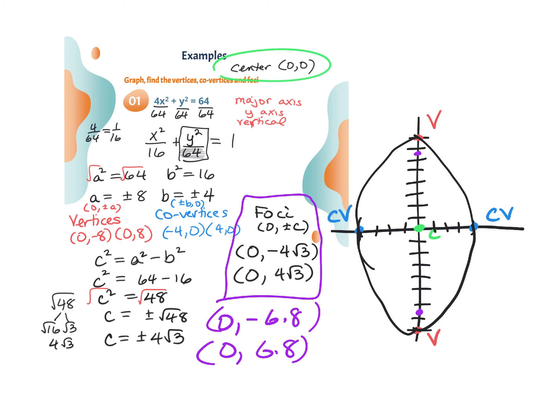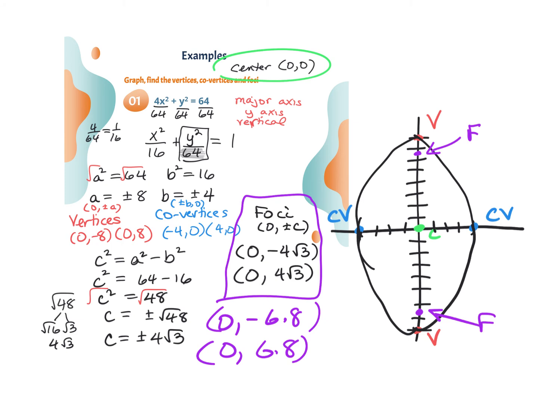So the purple points are the focus points, or the foci. We graphed vertices in red, co-vertices in blue, focus points in purple, and the center in green. So you need to get all of this onto your graph.